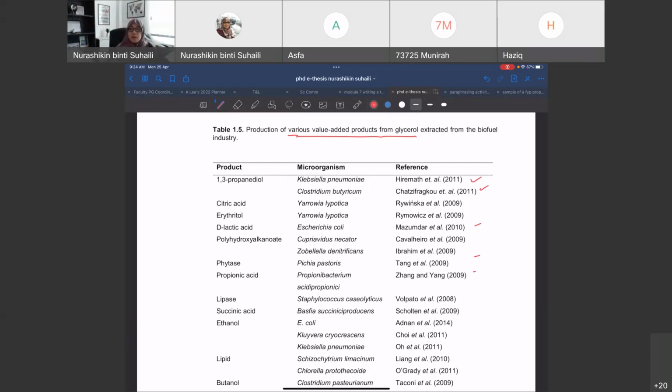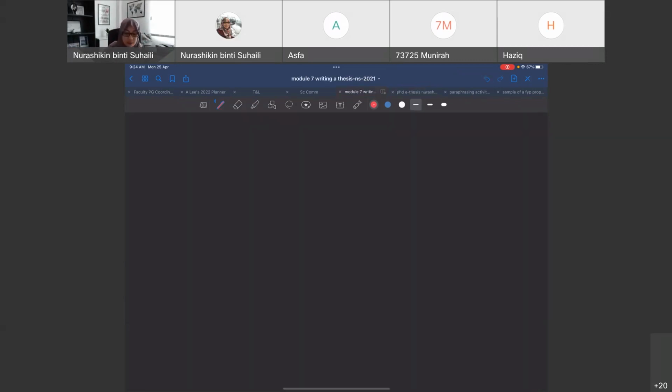So it means that once you have read, you can summarize your readings, the main points, into a table. How you construct the table depends on your understanding and on what you want to compare. For example, here I want to compare different products and different microorganisms. And of course, you have to put the references in the last section. So this is what I meant by creating a table in your literature review. It's not just about paragraphs.